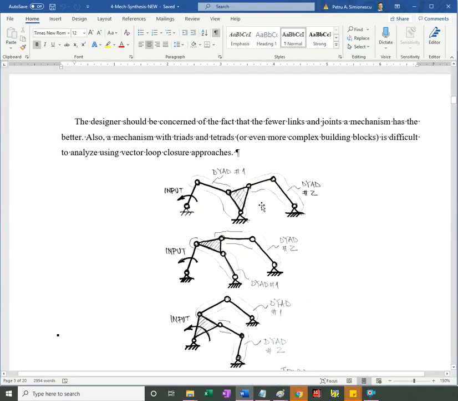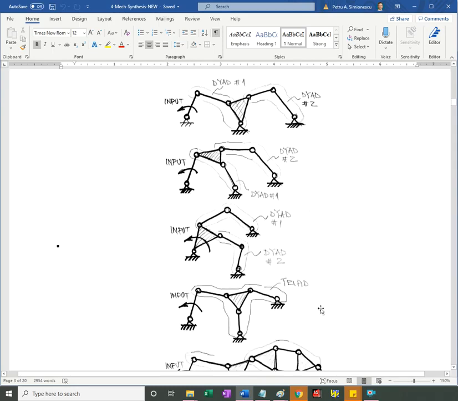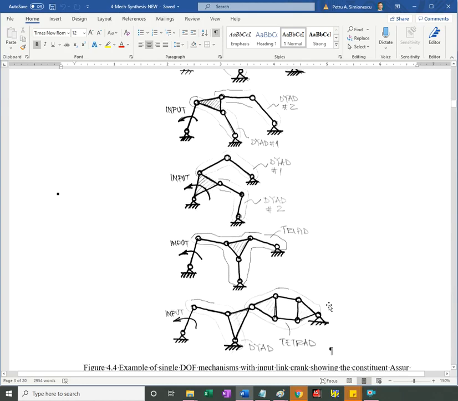But you could expand with a second diode that's not connected to the grounding, but rather to the coupler, a coupler point. And this is a Watt 2. This will be a Stevenson. This is the Stevenson 3 mechanism. This is also Watt 2, but driven from the Turney link.